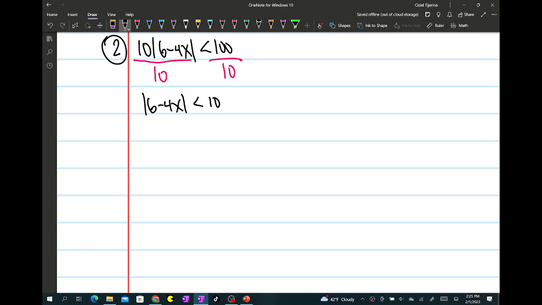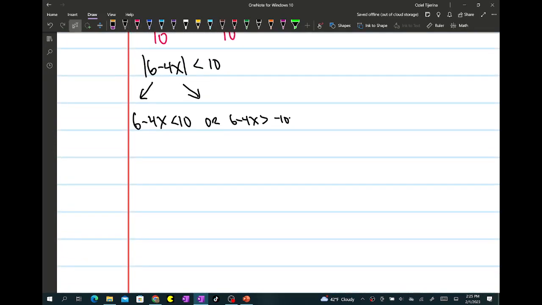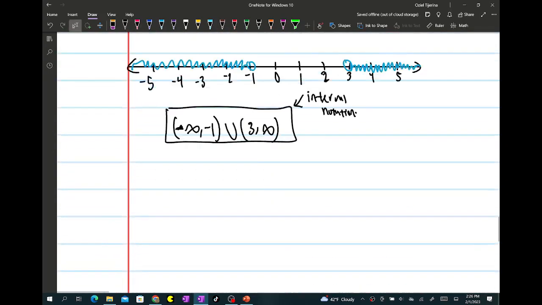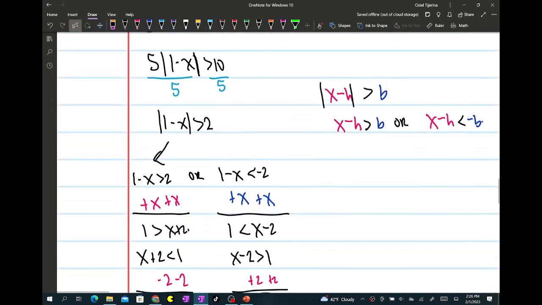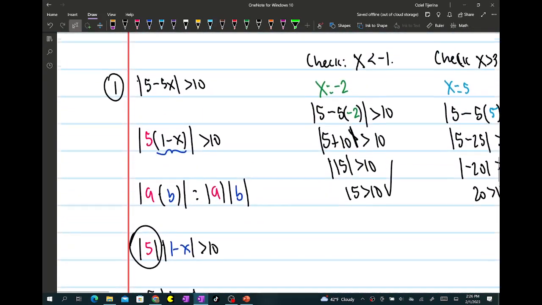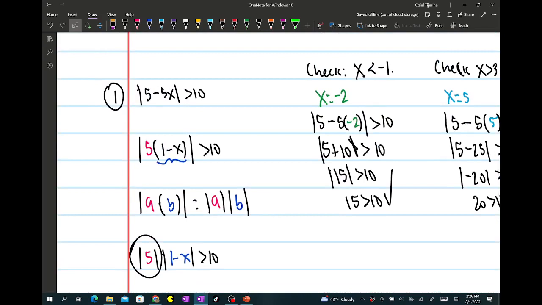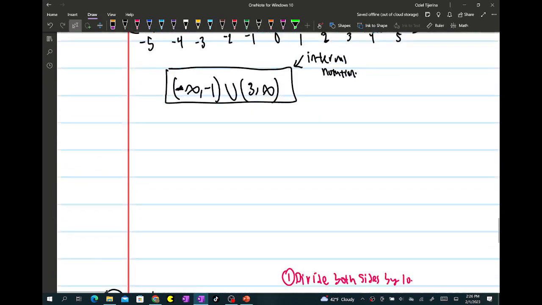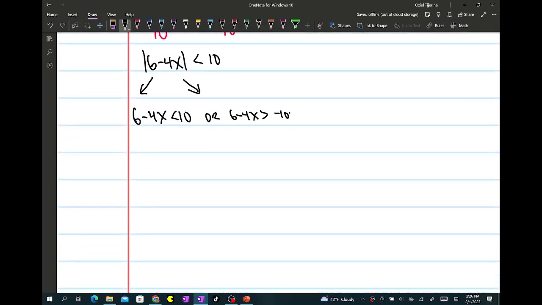I'm going to factor the left side. Actually, you can just make this into two separate things. So you can say 6 minus 4x is less than 10, or 6 minus 4x is greater than negative 10, and then just solve it that way. You can also factor it, but you have to be careful with how to do that, just like I did over here. But you can also do it this way, if this way is easier.